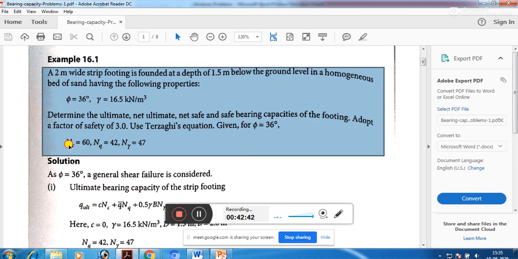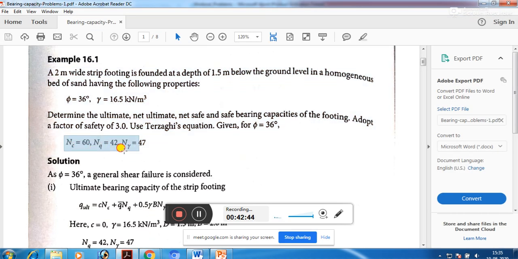Please try to understand. That is why you see NC, NQ, N gamma values are given, but you should not get confused over here that where did the NC value come from? C is not there, so how does NC come? See, there is no relation between C and NC. Bearing capacity factors are not dependent on cohesion of soil. That's what you should understand and remember.